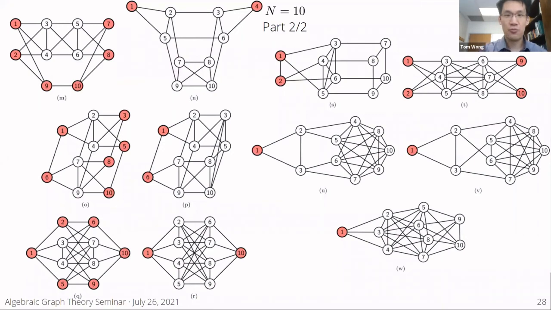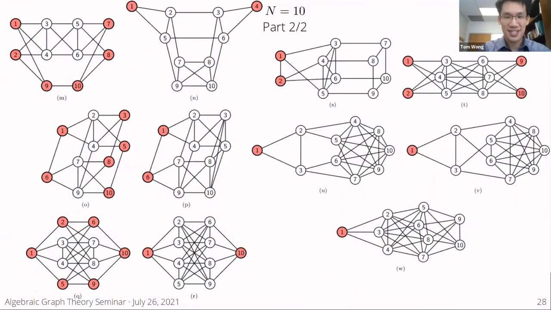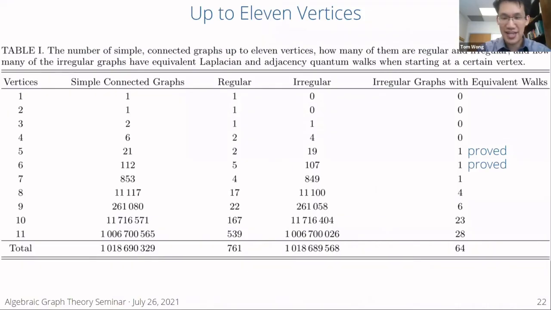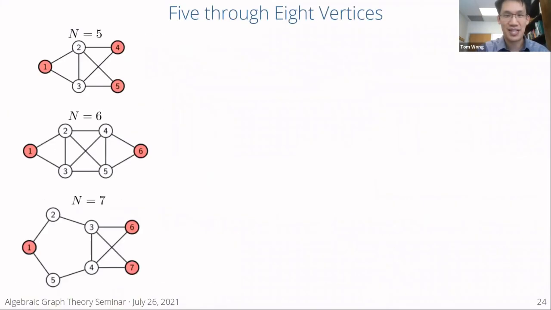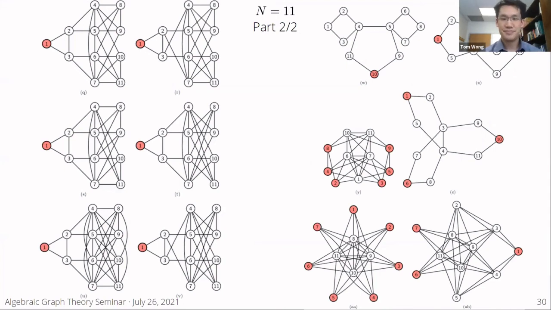All right, and then with 11 vertices, there were what, 28? What was it? I'm guessing. Where's that table? Here we go. There were 28. Okay, yeah, with 11 vertices, there were 28 of them. So here's the first page, and then here is the second page. And that is all 64 graphs.